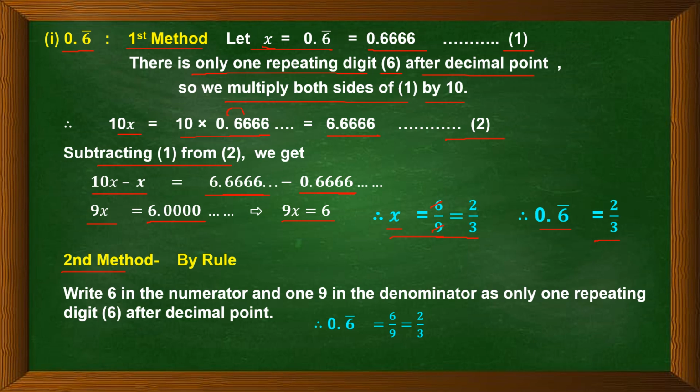Now let us take up the second method, that is the rule method. Now rule method says you have to write the numerator as it is without the decimal point. So over here the numerator is 6. So we shall write 6 as it is and 9 in the denominator, as only one repeating digit, that is 6, is after the decimal point. So we will write only 9. So 6 divided by 9, that is 2 by 3. So we can say 0.6 bar is 2 by 3. This is the P by Q form of this pure recurring decimal number, right?